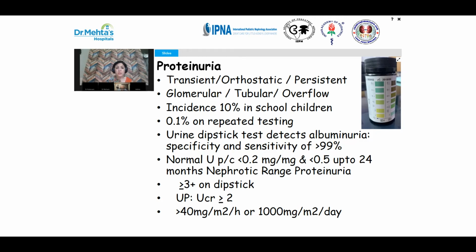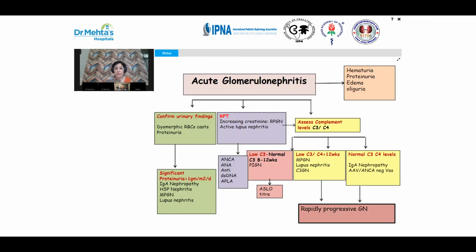So let us look at a clinical approach to acute glomerulonephritis, so that we are able to talk of further evaluation of these children. So far, we have discussed that these children would characteristically present with hematuria. They may have edema and oliguria depending on how severe their GN is, and proteinuria.